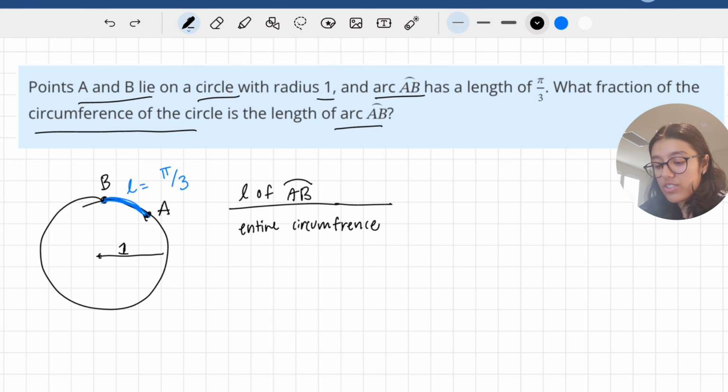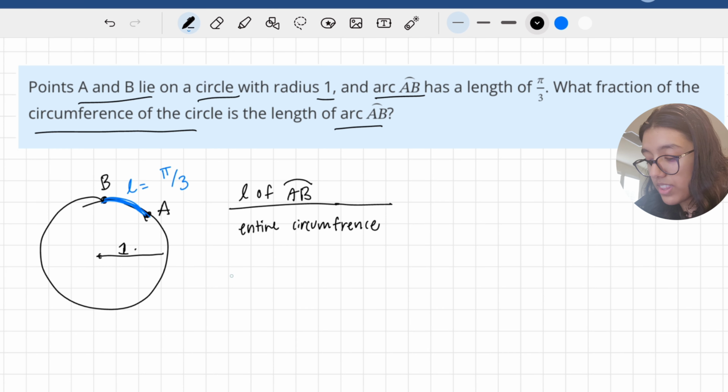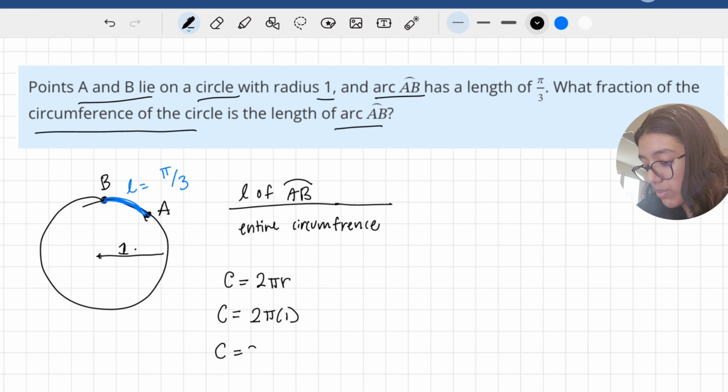Well, in order to solve this, we already know the length of arc AB, right? They gave us that: it is pi over 3. But now we need to find the entire circumference. What's the circumference of a circle with radius 1? Well, if we recall the circumference formula, that is C equals 2 pi r. We already know what r is, which is just 1. So therefore, C is equal to 2 pi.